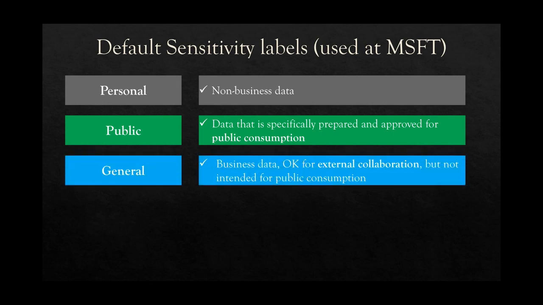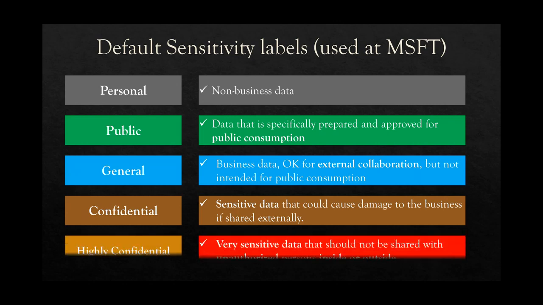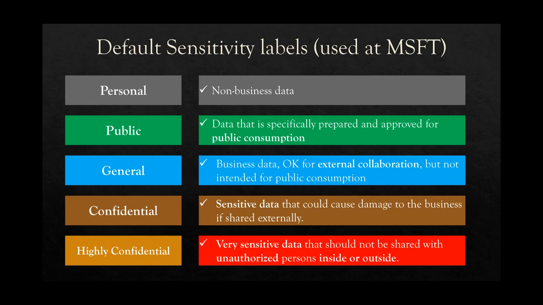General, some people like to call this internal. You could also just rename this label internal if you wanted to, but this is business data that's okay to use for external collaboration, maybe with approved partners, but it's not really intended for public consumption. Then we get into confidential, which is basically, this isn't really supposed to be shared externally at all, and in fact, it could cause damage to the business. It's like trade secrets or HR data, things that don't belong outside the four walls. And then there's highly confidential, that shouldn't be shared widely, maybe even with other people in the organization, maybe with a tighter group of individuals.